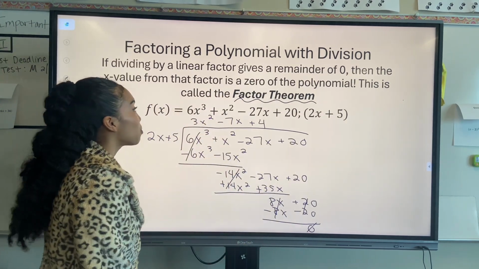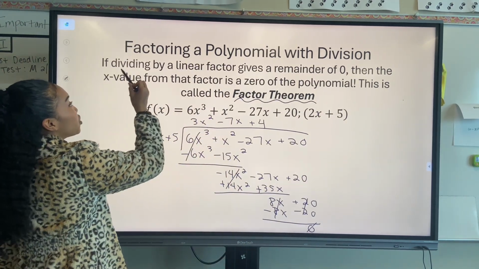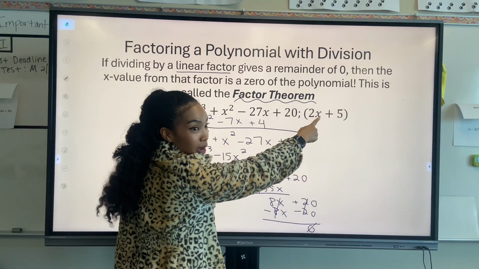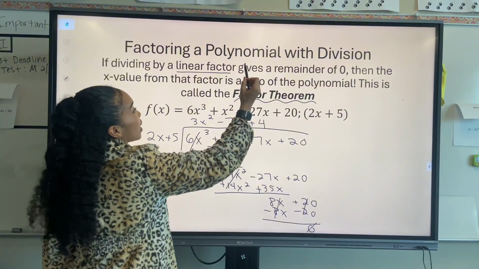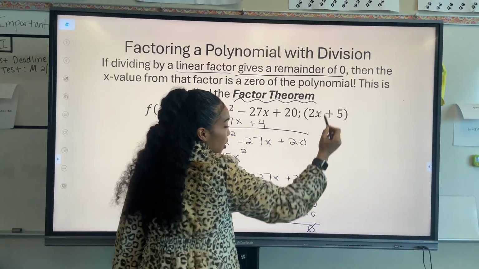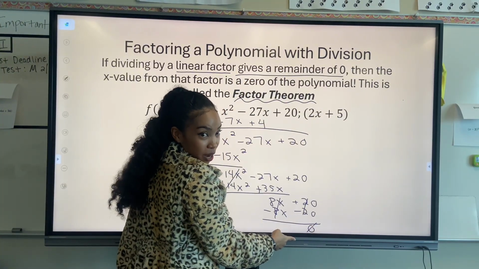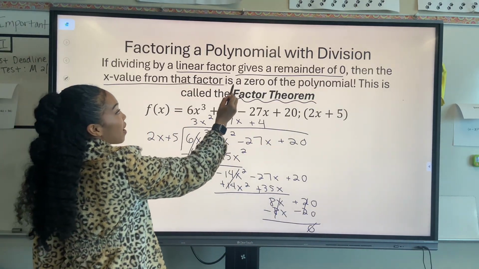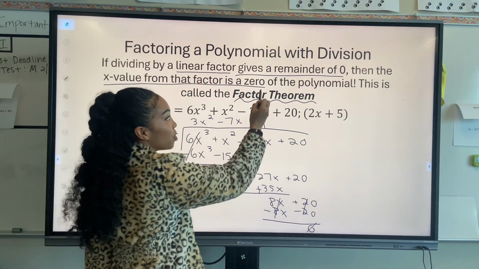The factor theorem says, if you're dividing by a linear factor, that's what we're doing, right? We're dividing by a linear factor, and it gives a remainder of 0. We got a remainder of 0, right? Then the x value from that factor is the 0 of the polynomial.